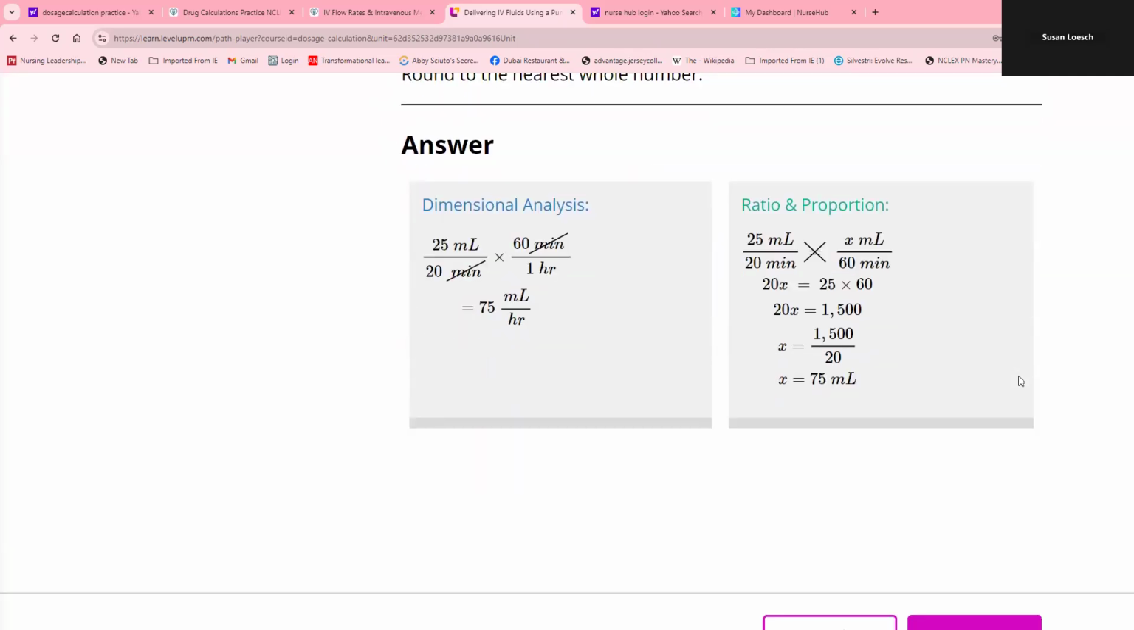And again, they'll show you different ways of doing the math. Here's dimensional analysis. Here's ratio proportion. I like to keep it simple, stupid, because my brain can't process all that. Right? That's a lot of steps. Look at how many steps we did.